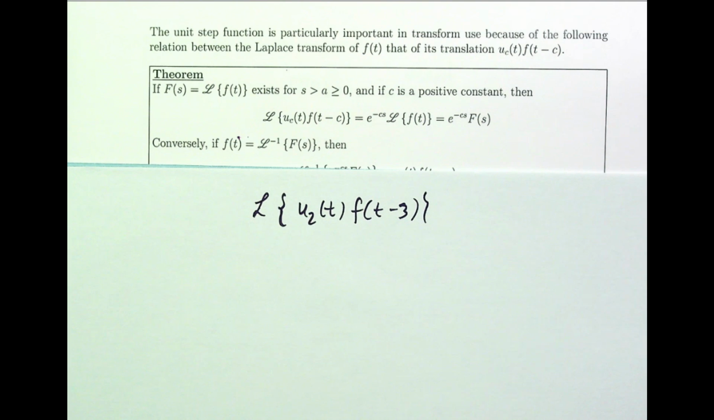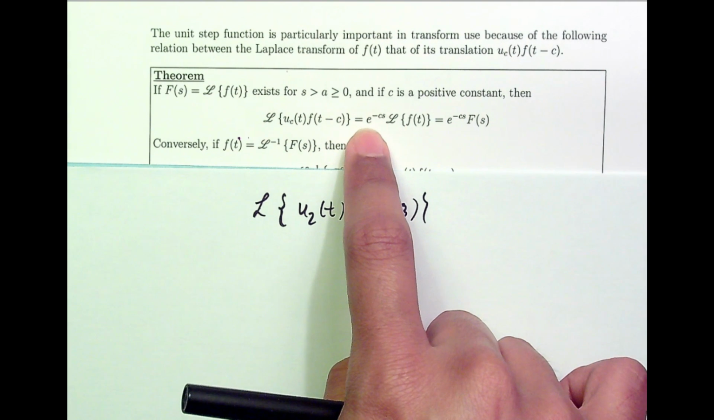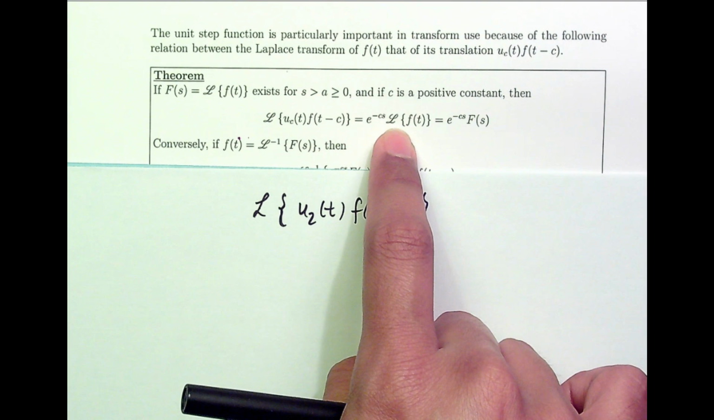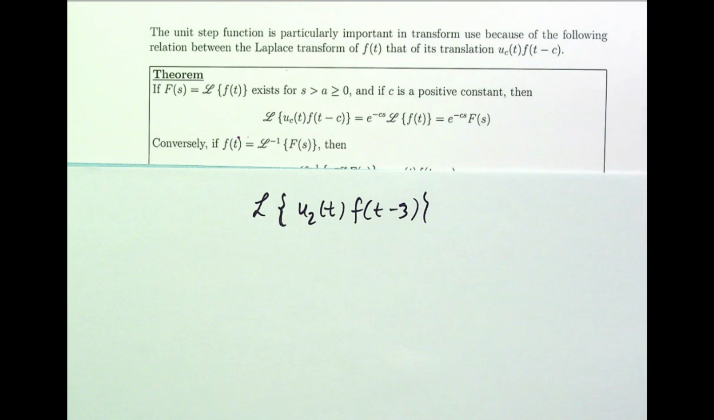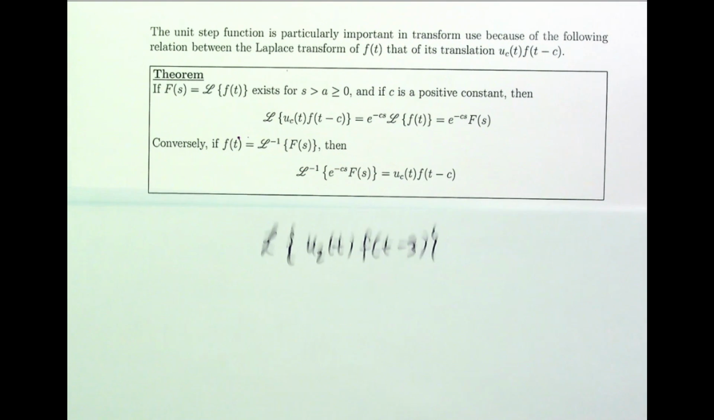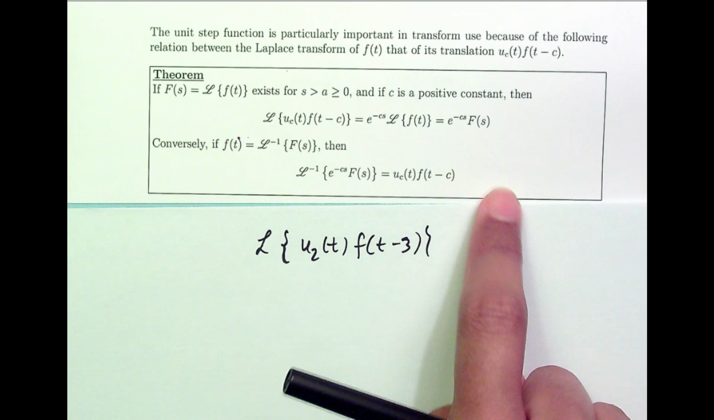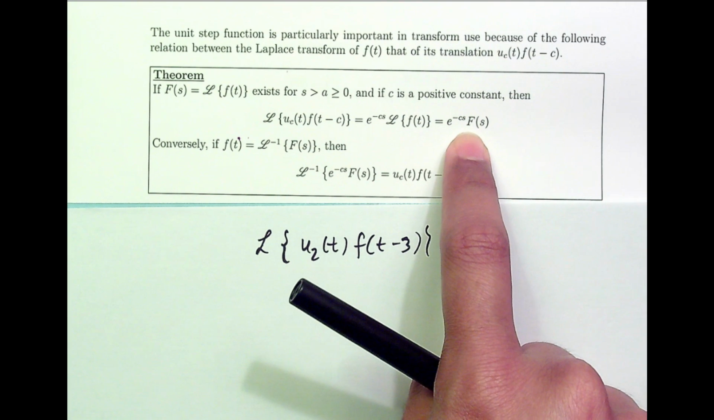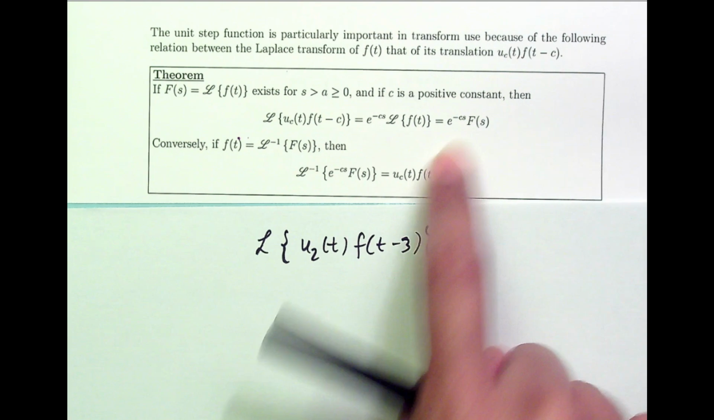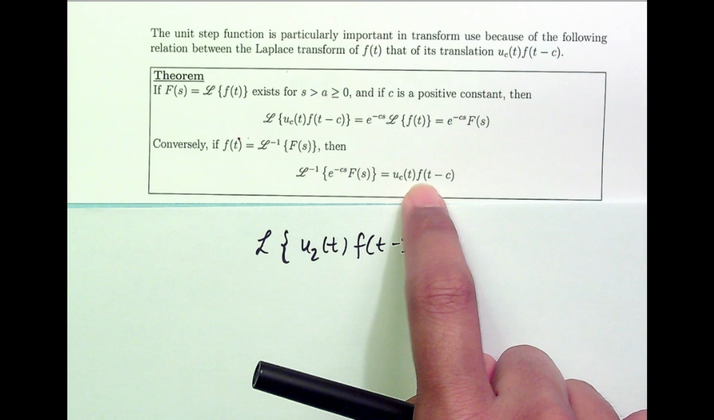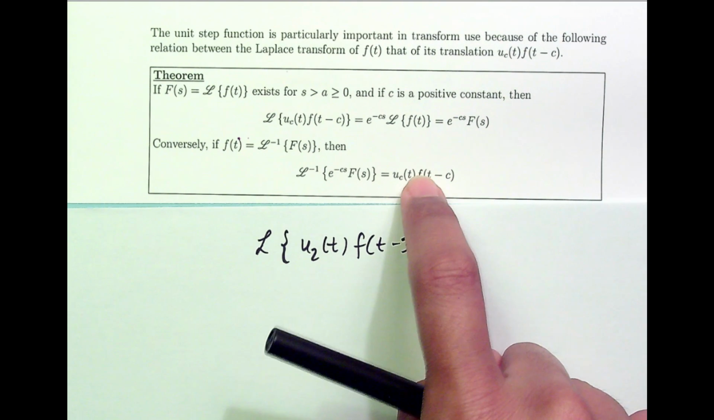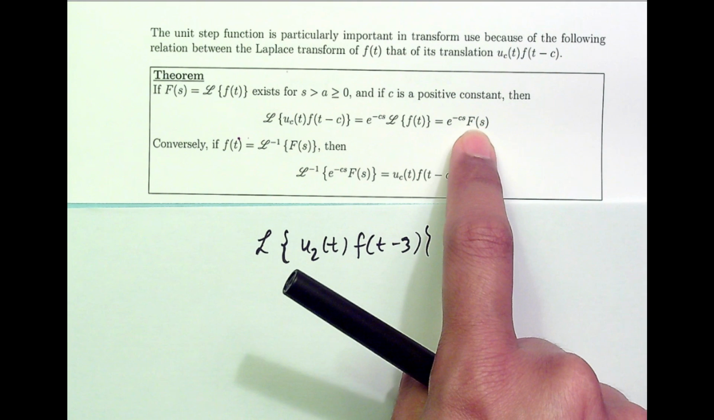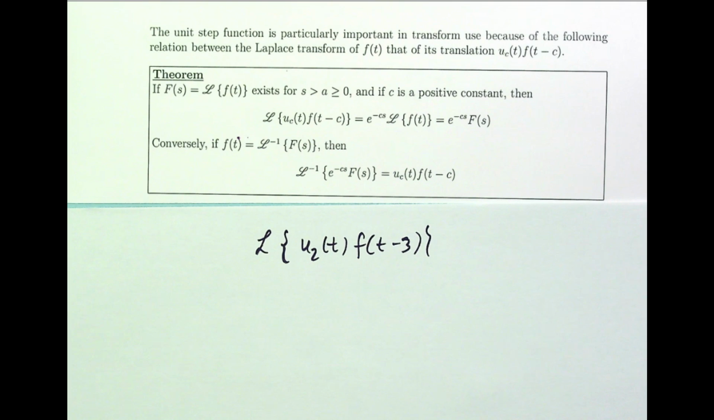Alright, so that's the formula: e to the minus cs times the Laplace transform of f. Conversely, if you're going in the opposite direction, then the Laplace inverse of this is going to be uc of t times f, little f being the Laplace inverse of capital F, at t minus c.